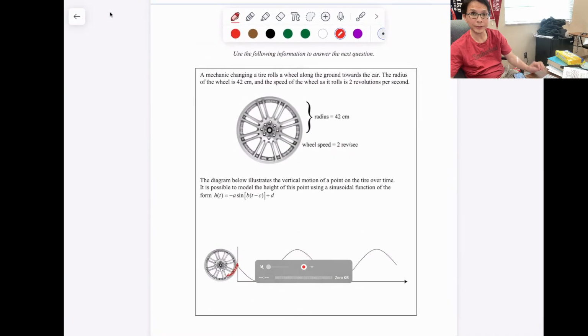Okay, so we have 42. Obviously you understand that from the top to the bottom is a diameter, so it's 84, right? So the middle has to be 42. So 42 is your midline. Is that okay? Everybody get that, right? So this is 42.